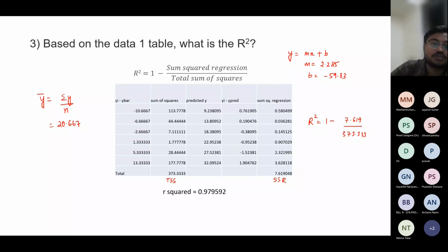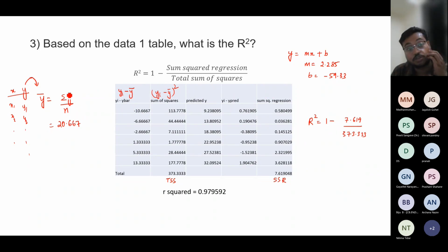For r square, what we need to do is, r square is given by 1 minus the sum of squares of residuals, or sum squared regression value, divided by the total sum of squares. So we have x values and y values, x1, x2, and so on, y1, y2, and so on. We'll calculate the mean for y first; actually, we don't need the mean for x. Sum all the y values and divide by n, which turns out to be 20.66. Then we subtract yi minus y bar, so each y value, y1 minus 20.67, y2 minus 20.67, and we get this column. Then this is the square of the last column, yi minus y bar whole square. This is the squares of the differences. The sum of this column gives us the total sum of squares, because we are subtracting each value from the mean of the values. Okay.